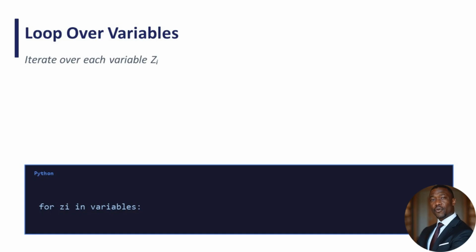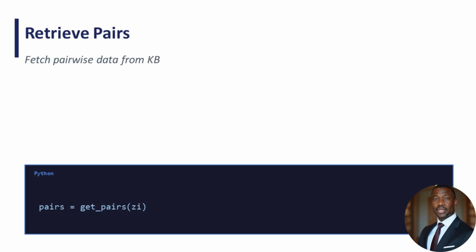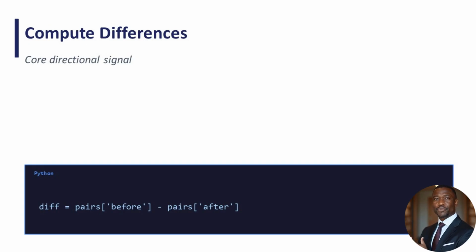We then enter a loop over every variable in the patient's reported event set. Each iteration will compute the cumulative pairwise score for that variable against all other variables in the knowledge base. Inside the loop, we call getPairs to retrieve the pairwise relationship data for xi from the knowledge base. The retrieved rows contain the 4 co-occurrence counts as well as the temporal precedence counts, n target before code and n code before target. The core directional signal is computed by subtracting n code before target from n target before code for each paired variable.